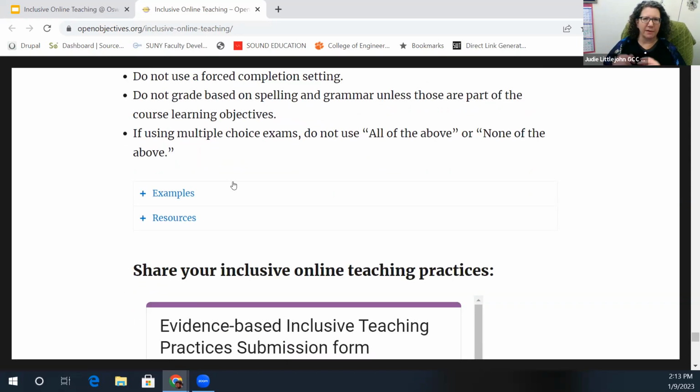And then in good question writing, try to stay away from all of the above or none of the above. Or the ones I hate the most are where you give them A through F, and then you say A and B but not C, and things like that. So they turn into these logic puzzles instead of staying focused on the content for the students. I think those are stressful.